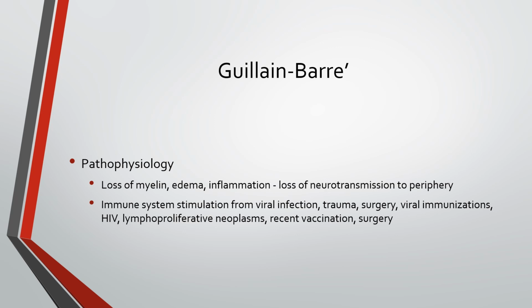GBS is an acute inflammatory process that causes motor weakness and sensory abnormalities. These symptoms begin in the legs, then go into the arms and the upper body. This is a description of ascending paralysis. The person may become immobile. Respiratory muscles begin to weaken to the point that they may require mechanical ventilation.